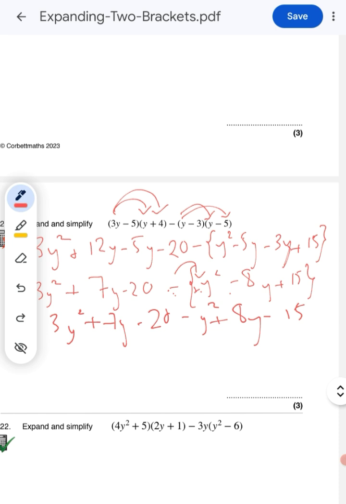Now let's solve all the like terms together. y squared with y squared. So 3y squared minus y squared makes 2y squared. Now 7y plus 8y makes 15y. And minus 20 and minus 15, two signs are the same, so we add the numbers and the sign of the bigger number comes. So minus 35.